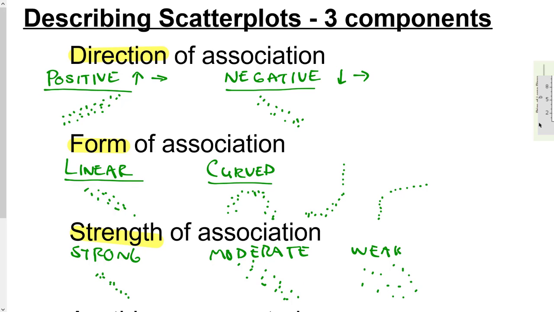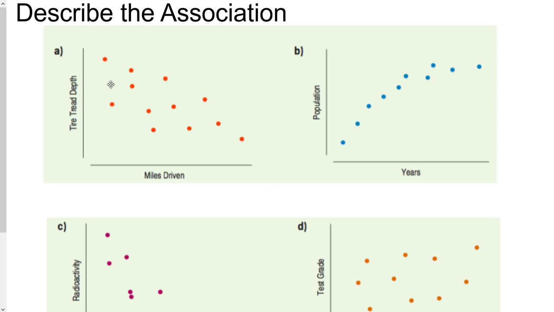Okay, so let's look at some examples. Again, let's go back to our examples. So this one would be negative, and the strength would be moderate. And it would be basically linear, basically going like this. Okay, so this would be positive, it would be curved, and I would call it strong. The association would be strong.